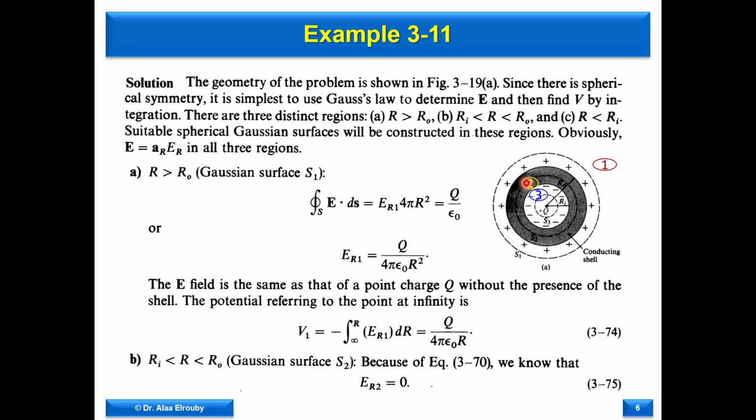If we go for region number 2, we need to find the electric field inside the conductor. This dark gray is a conducting material. We need to find the electric field and the electric potential. We know that inside the conductor, electric field equals 0. We also know that for a conductor, the electric potential at any point inside or on the surface has the same value because conducting material is equipotential. So in region number 2, electric field equals 0.